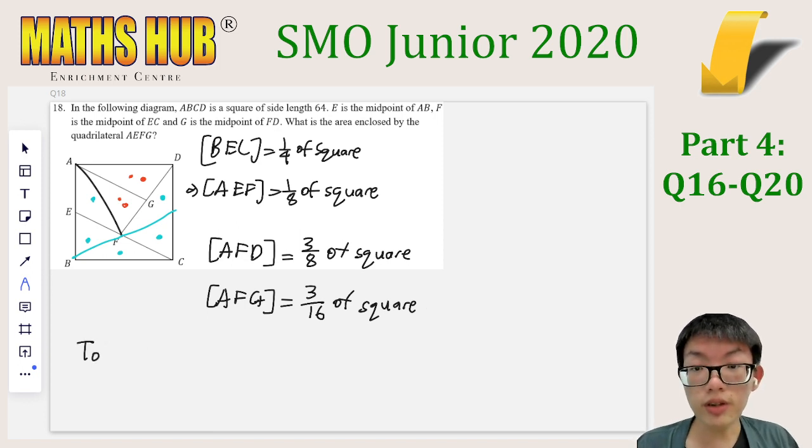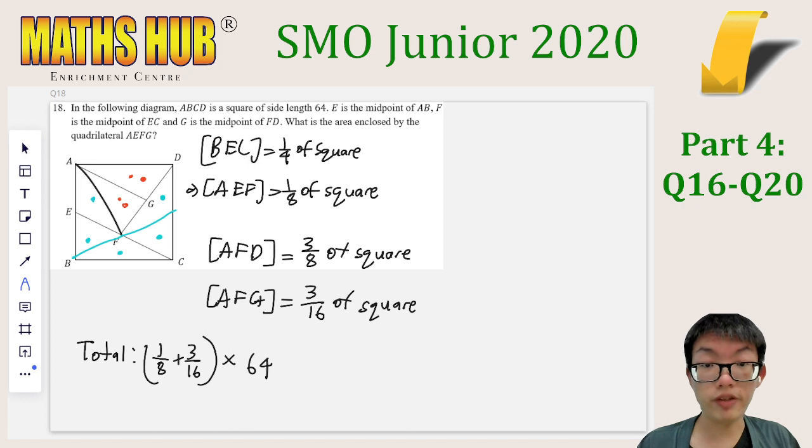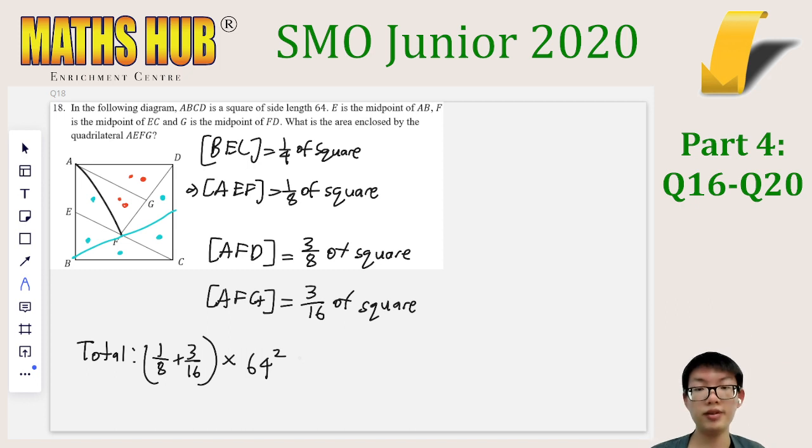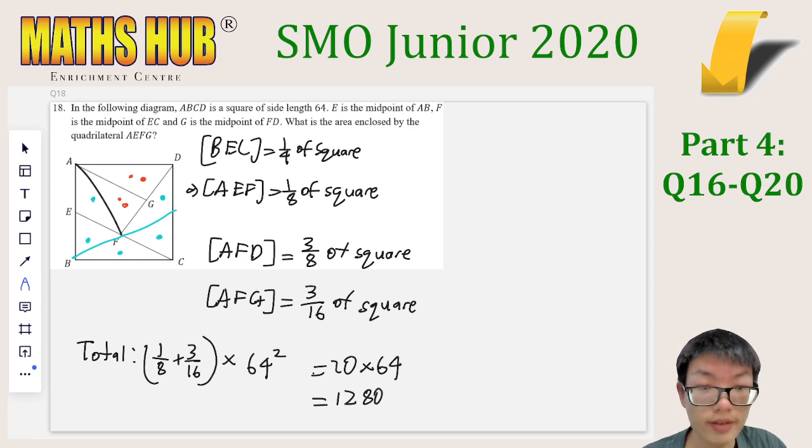So in total, you have 1/8 plus 3/16 multiplied by the total area, which is 64 squared. So 5/16 times 64 squared would be 20 times 64 equals 1280.